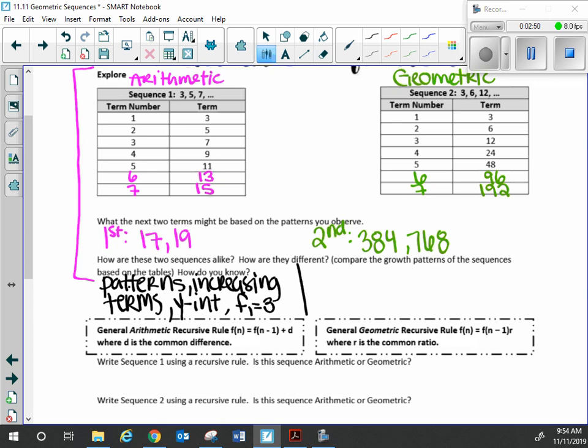How are they different? One's multiplying. So the geometric was multiplying, and the arithmetic was doing what? Adding. Good. That was really the biggest takeaway from that.